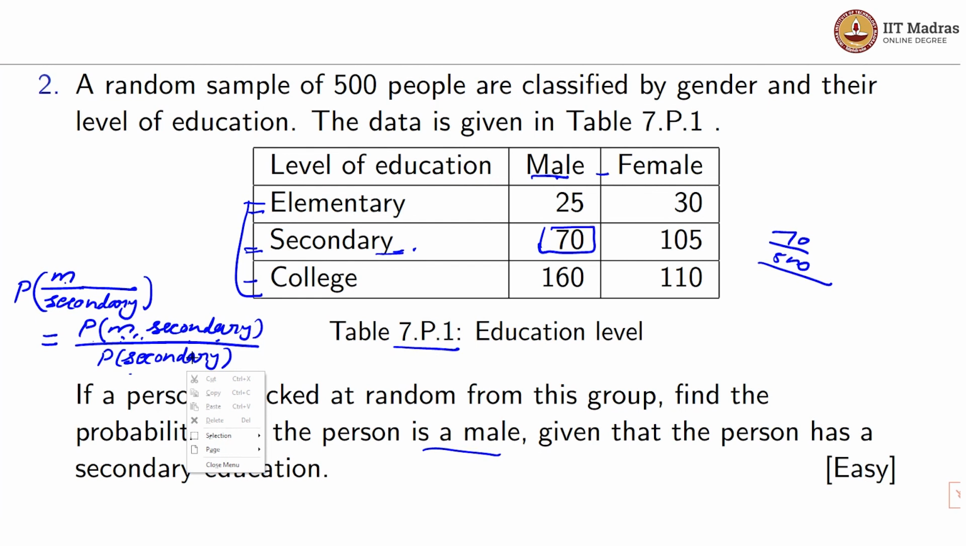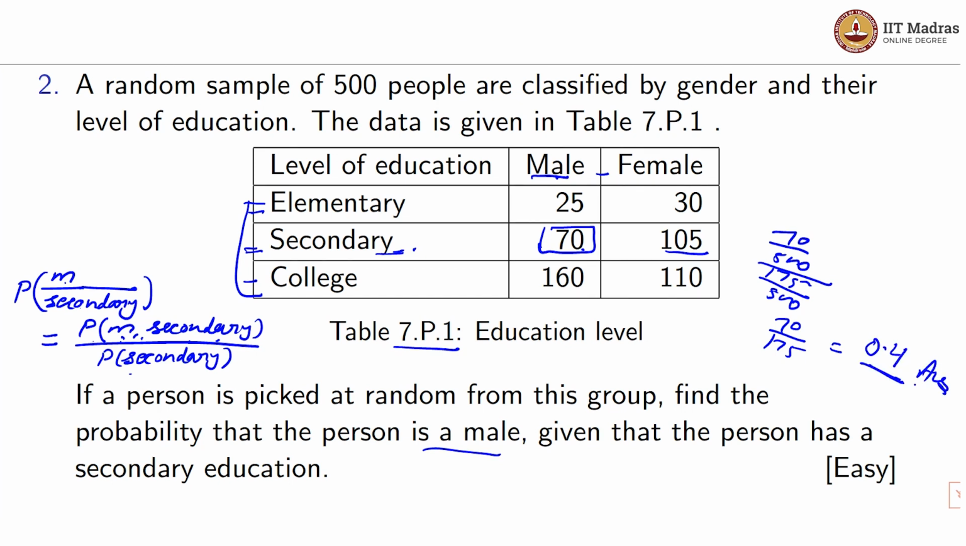Divided by the probability that the person has secondary level of education. So how many persons are there who have secondary level of education? 70 plus 105, that is 175 people. So the probability will be 175 upon the total of 500. So the probability of M given secondary level of education will be 70 by 175, which is equal to 0.4. This is our answer.